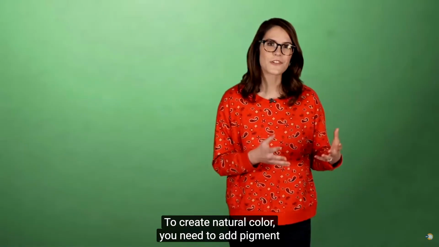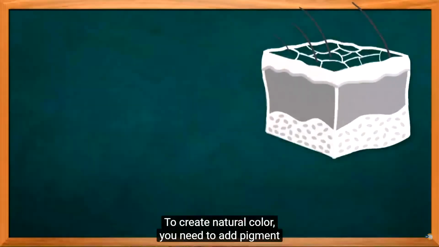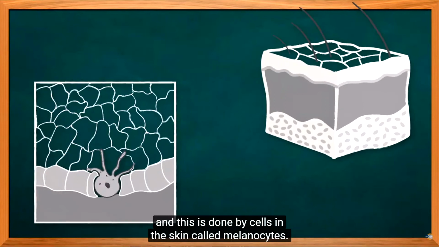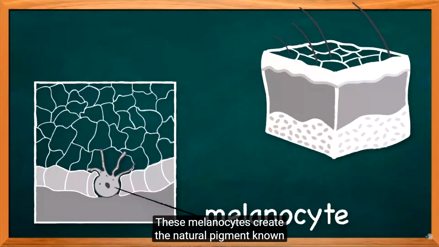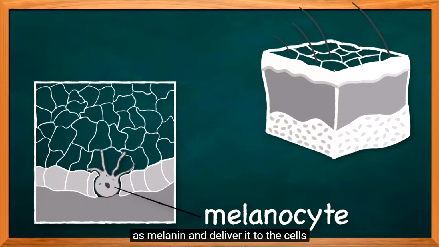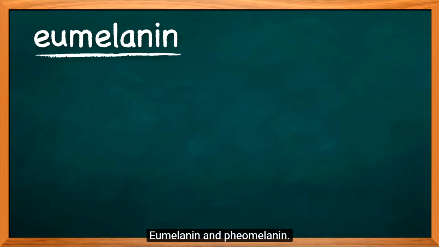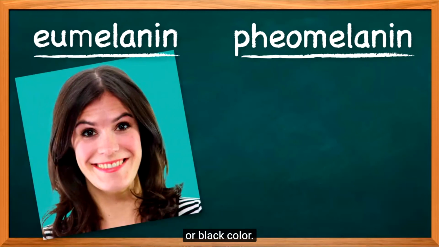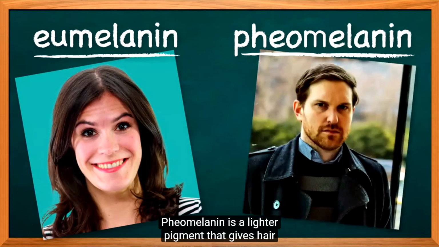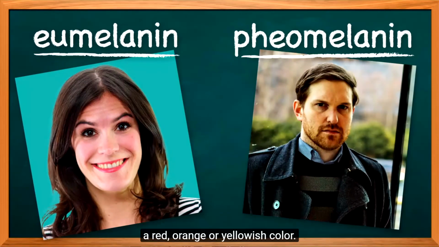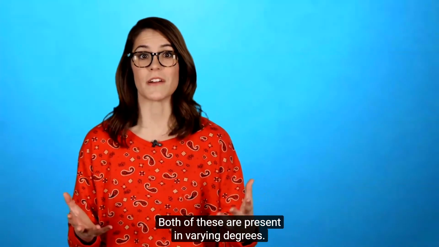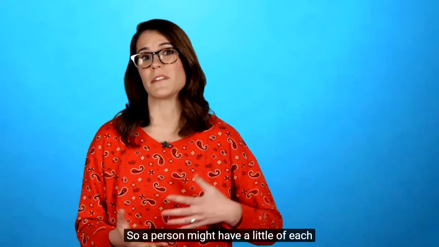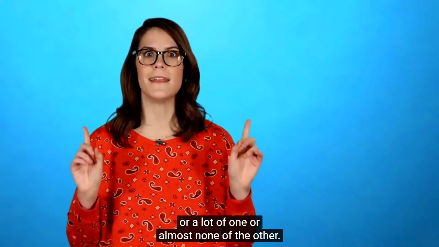To create natural color, you need to add pigment, and this is done by cells in the skin called melanocytes. These melanocytes create the natural pigment known as melanin and deliver it to the cells that create keratin for your hair. Now, this melanin comes in two varieties, eumelanin and pheomelanin. Eumelanin is a dark pigment that gives hair a brown or black color. Pheomelanin is a lighter pigment that gives hair a red, orange, or yellowish color. Both of these are present in varying degrees, so a person might have a little of each, or a lot of one, or almost none of the other.